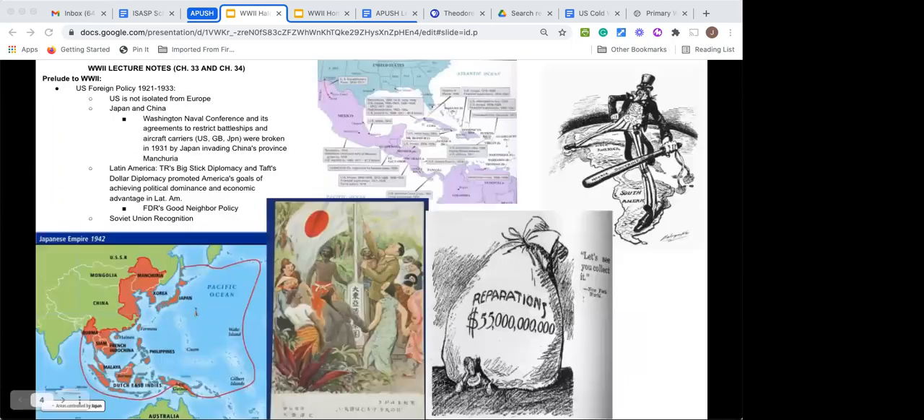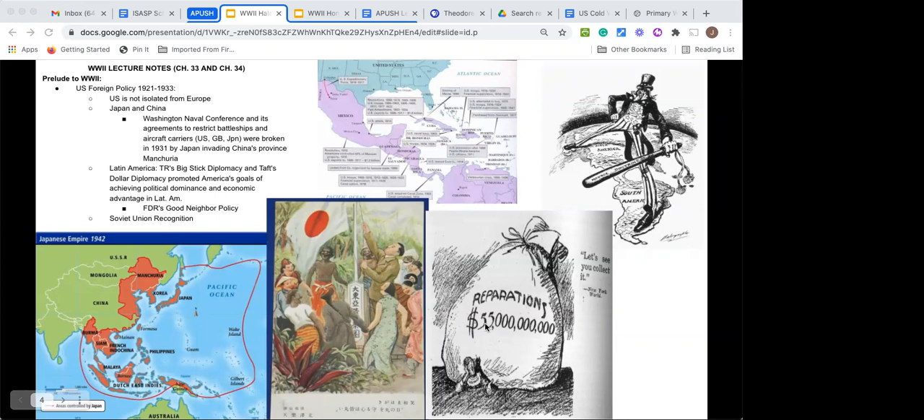So to start off, what you have here is looking at the foreign policy of the United States. And keep in mind, this is all before World War II. So we're looking at 1921 to 1933. We had from President Hoover this relative idea of isolation, but keep in mind, we're not really that isolated from Europe for a couple of reasons, namely, like the cartoon on the bottom right shows, because of war reparations.